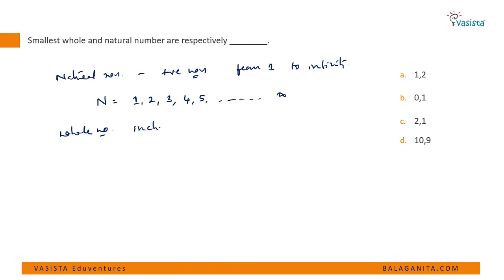include all positive numbers starting from 0 to infinity. So whole numbers are going to be 0, 1, 2, 3, 4, 5 and so on to infinity. So what the question is asking for is the smallest whole number.